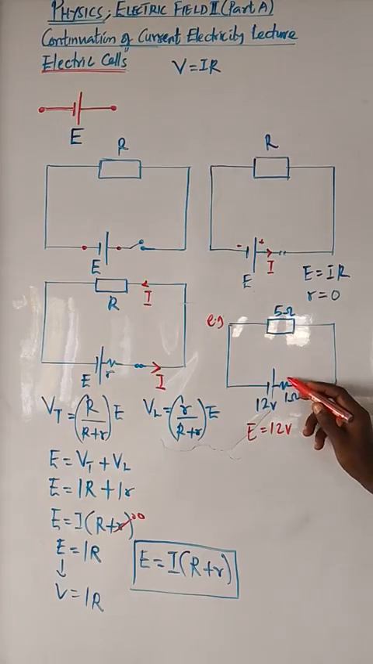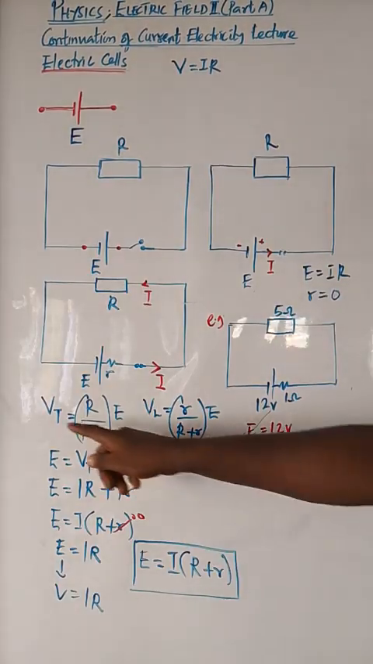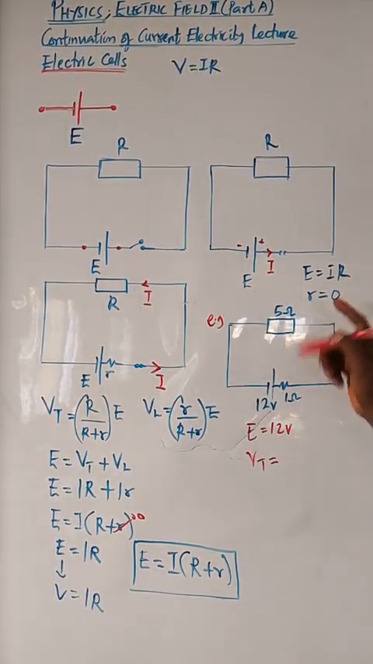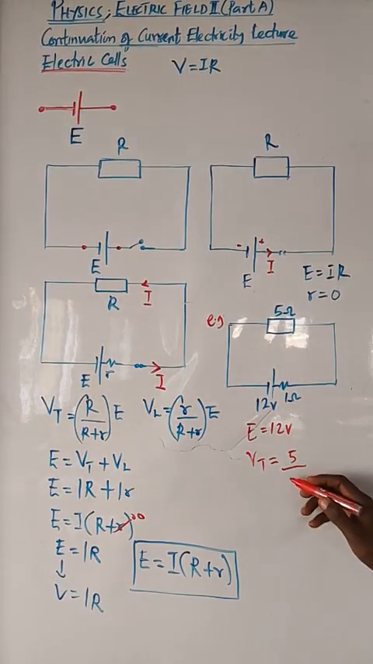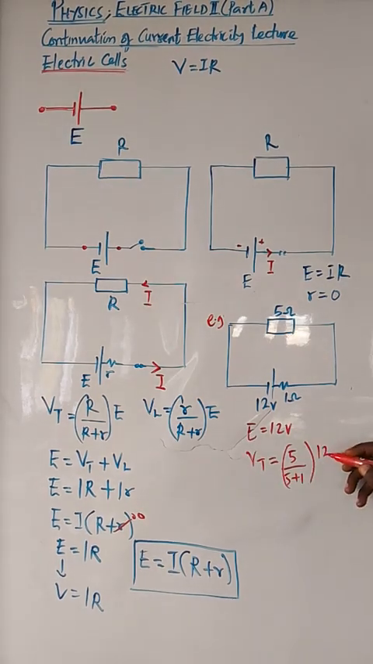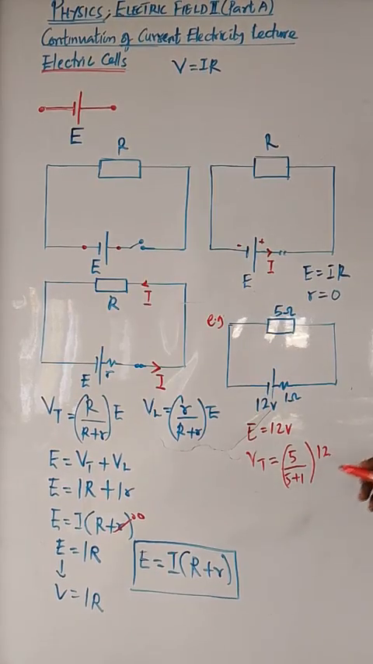Why? Because of the internal resistance of this cell, there will be loss voltage. So instead of 12 being supplied to this one, the voltage supplied to these 5 ohms is our terminal voltage VT, which equals R over R plus small r times E. Big R here is 5, small r is 1, so 5 over 5 plus 1 times E. E is 12. 5 plus 1 is 6, 12 over 6 is 2, 2 times 5 is 10. So the terminal voltage is 10 volts.